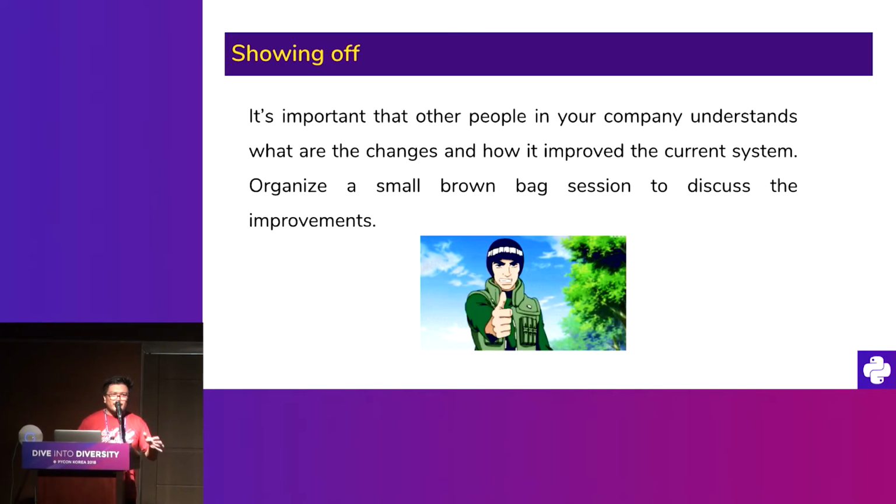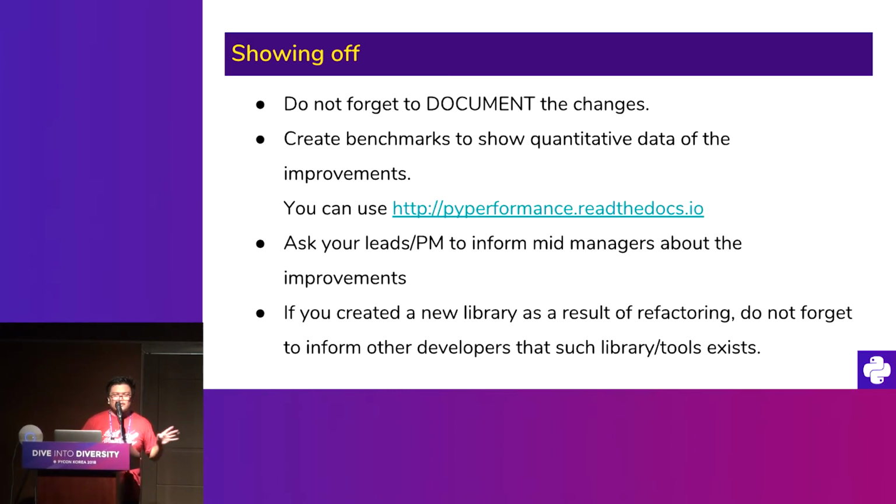And then, the most important thing is you need to show off. You need to brag about what you did. Ask your team leaders to organize a simple brown bag session to show, hey, we did this, we did that. Because in a company, it's important to show improvements. It's important to acknowledge people who do really good things in terms of maintaining their code. Also, do not forget to document the changes. Because if you did everything and it's not documented, basically it didn't happen. That's how a company goes.